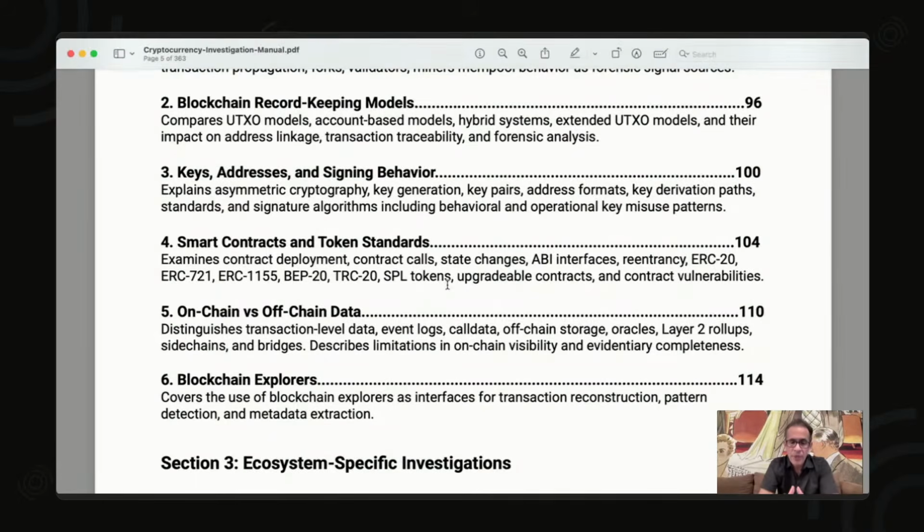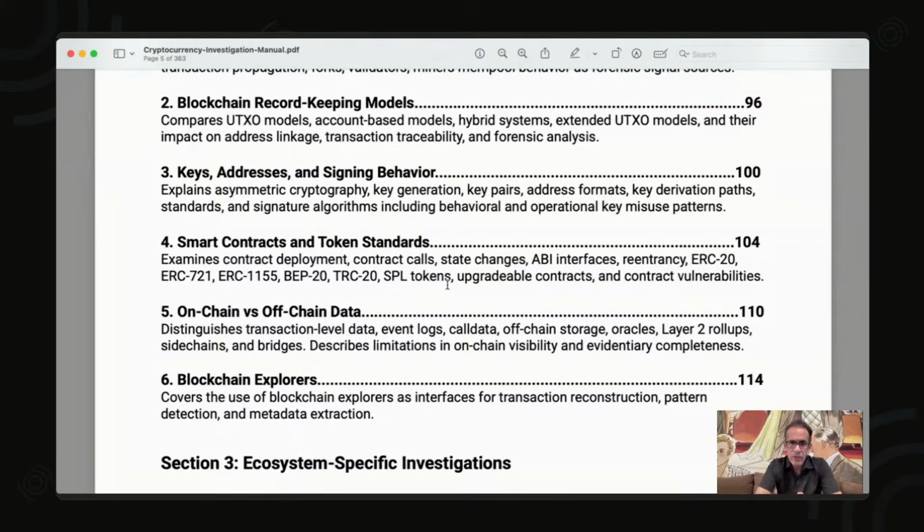So for example, on Ethereum you would have ERC20 or 721 or 1155, but on Binance you would have BEP20, on Tron you would have TRC20, on Solana you'll have SPL. So understanding what the differences between these tokens are, what upgradable contracts are, what contract vulnerabilities are, you learn all that. Then we move into something called on-chain versus off-chain data.